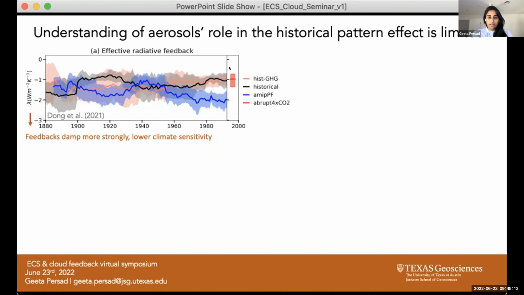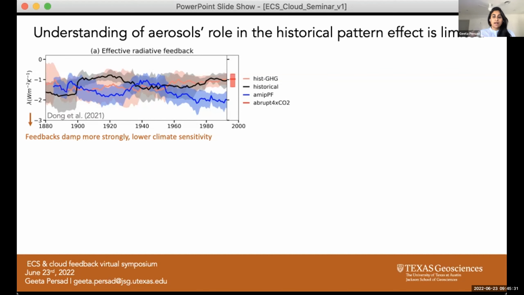slightly less negative, less damping than the historical all forcing simulations would suggest. And then finally, this blue line is the feedback strength in simulations that are run with observed sea surface temperature, which give a much more negative feedback parameter and imply lower climate sensitivity than fully coupled historical simulations.